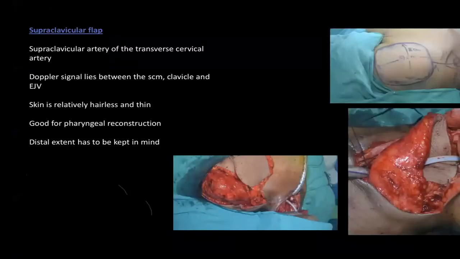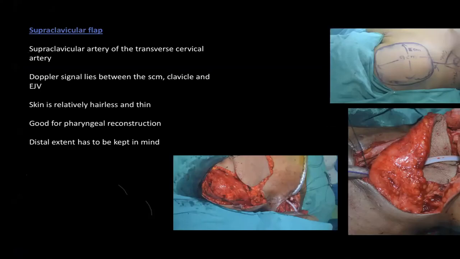Coming to pharynx reconstruction, as I mentioned, for pharynx, you need to reconstruct a conduit. And this is usually, in a pedicle flap, a skin line conduit. And we have two options which are currently commonly used. One is the pectoralis major and the other is the supraclavicular flap.